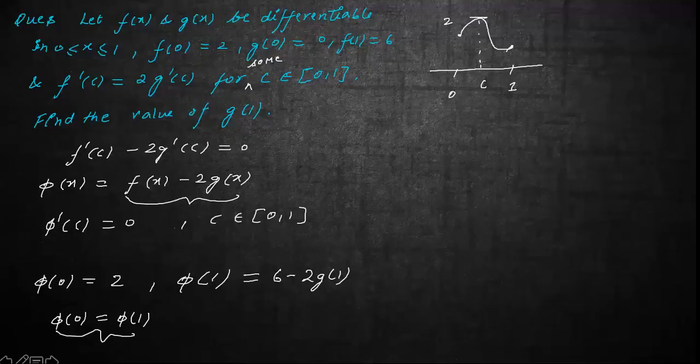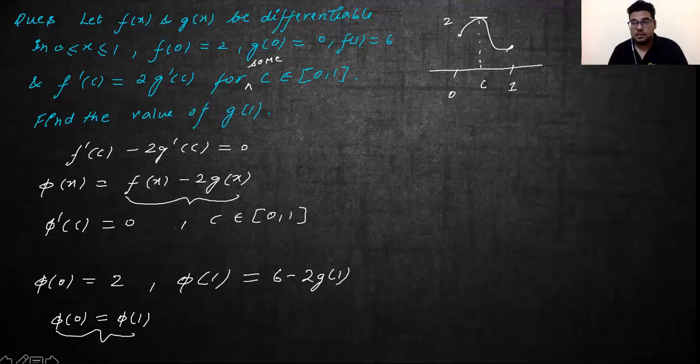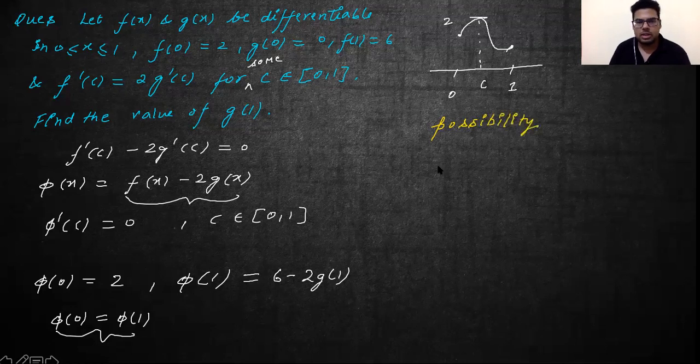So what we can conclude here is that this is one possibility, not a definite answer. One possibility is that phi of 0 equals phi of 1. When these two become equal, clearly what do we get for g of 1? This will be equal to this, so g of 1 equals 2.